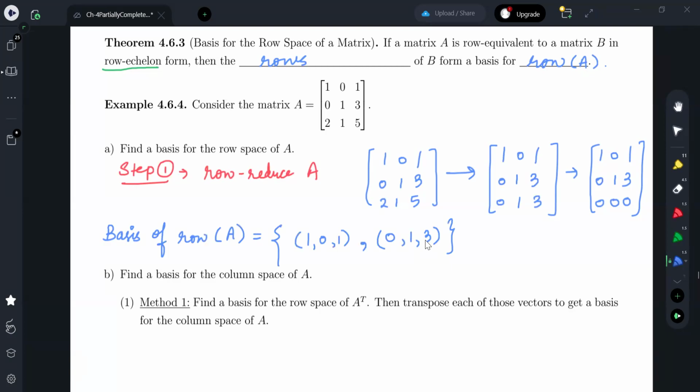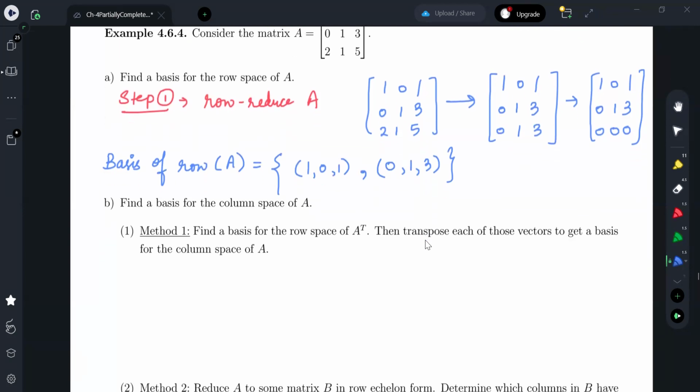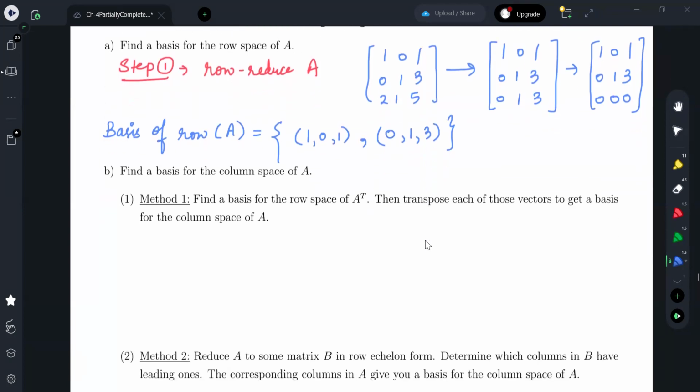Now, how do I find the basis for column space? There are two methods. I prefer method 2, but I will teach you both of them for exams, whichever method you prefer. Basis for column space, you do the same thing. Find a basis for the row space of A transpose. So I'll find A transpose, which will be 1, 0, 2, 0, 1, 1, 1, 3, 5, right?